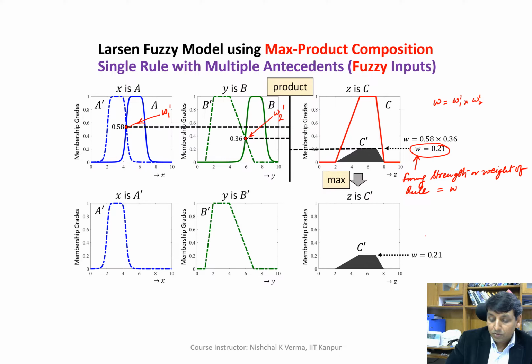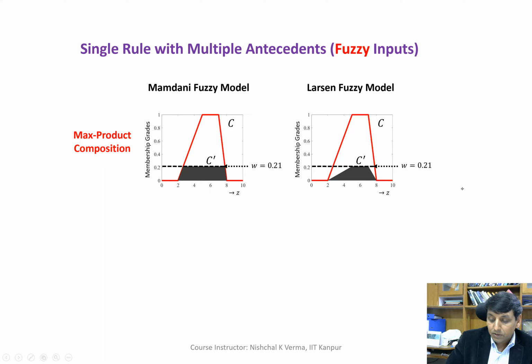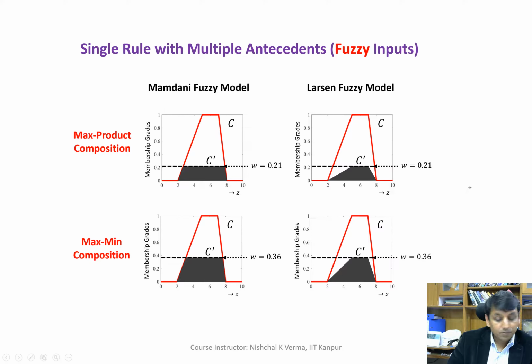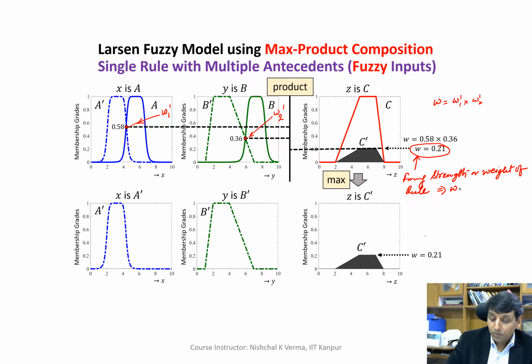which is W is equal to 0.2. Here we have got 0.21 because we have multiplied the 2 points of intersections, these values. So this is less than the previous case where we used max min composition. So please note this.